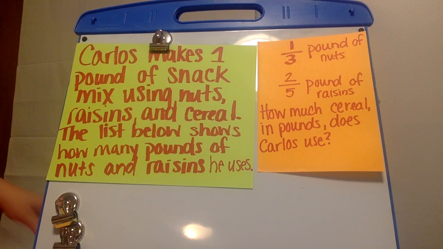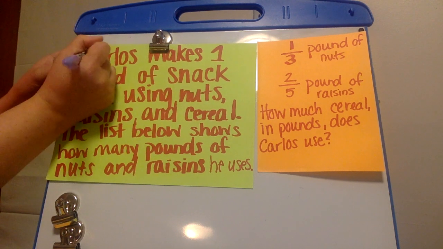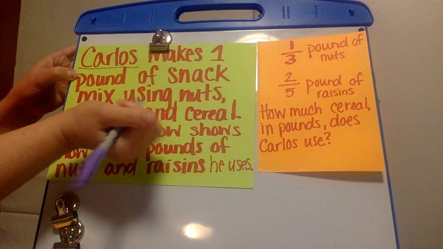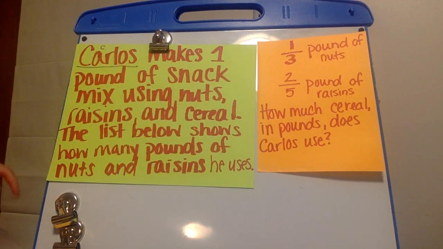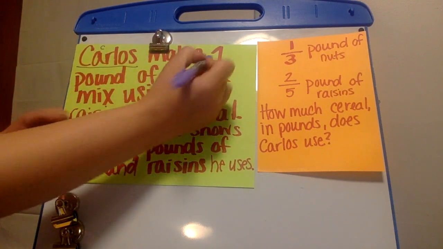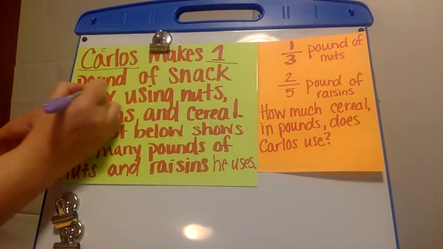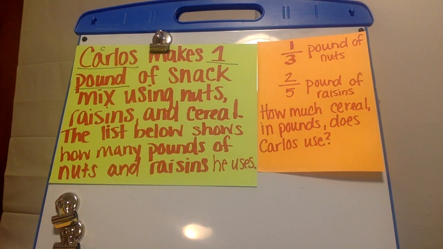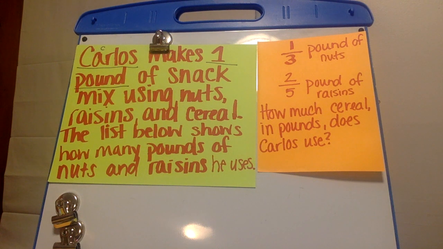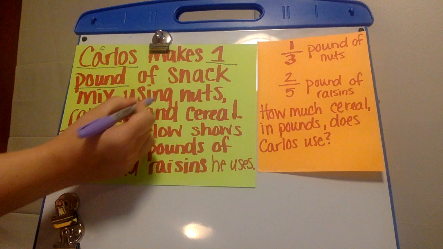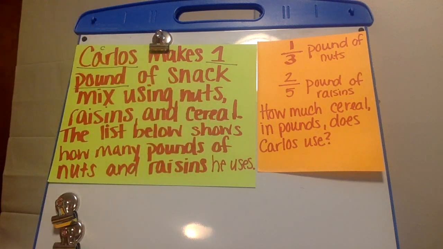Carlos makes 1 pound of snack mix using nuts, raisins, and cereal. Okay, just like we closely read in ELA, we're going to do the same thing in math. I'm thinking already, this is about Carlos. He's my character. He makes 1 pound. Already thinking, ooh, that's my total, my whole of snack mix using nuts, raisins, and cereal.